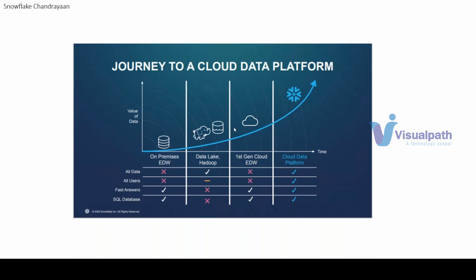This is nothing but your first generation cloud. The main difference between on-premise and first generation cloud is that on-premise exists in your corporate data center, but this one is something that exists within the cloud.